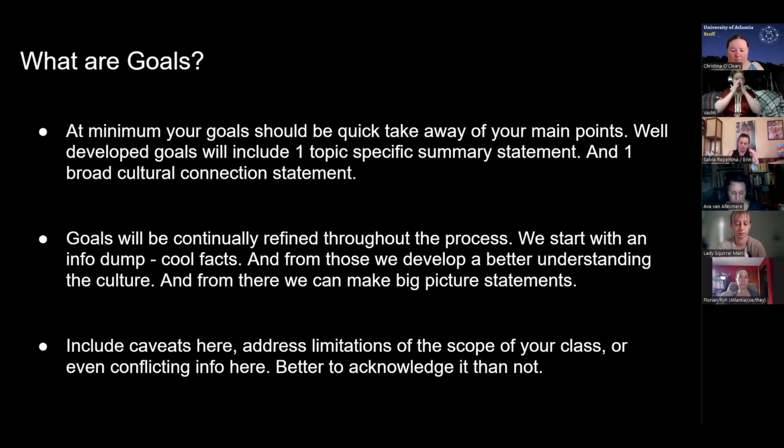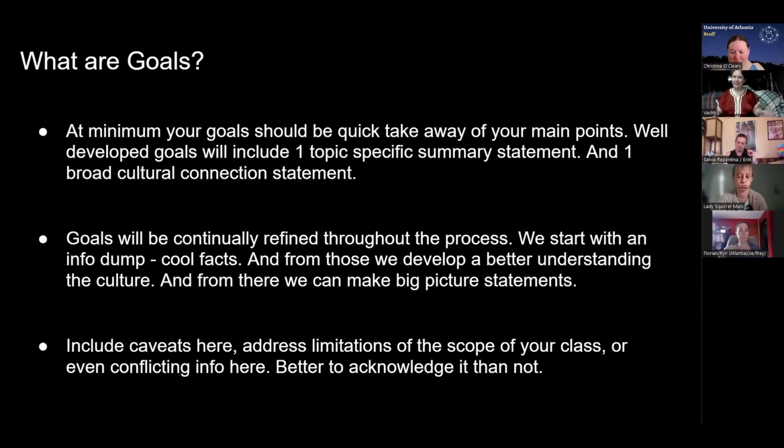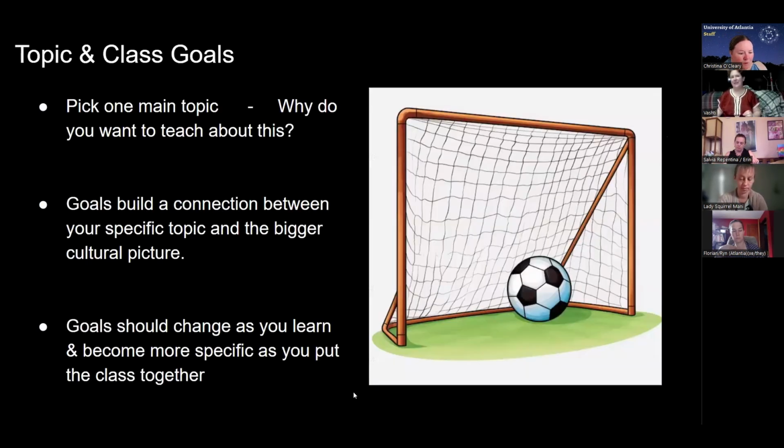It's much better to do that and be clear about what it is you're talking about, rather than have a statement that's not really clear, or have a statement that doesn't actually fit the evidence you're presenting. You want the topic statement to be as specific as possible. Same thing with your broad cultural connection. It's kind of weird to say a broad statement should be really specific. You want it to be as clear as possible. And we'll get into examples of what I use for those statements, so you get a little better idea of what I'm talking about there.